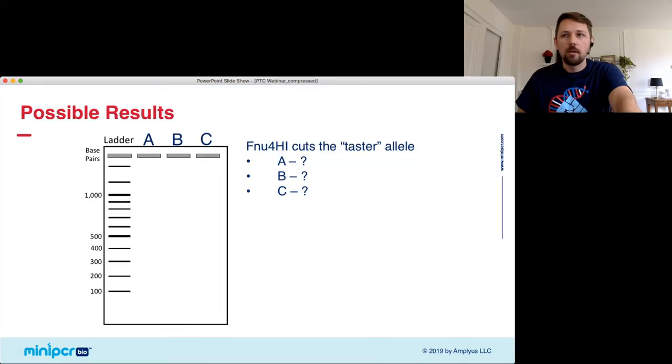Okay, so let's look at what possible results could be. So again, we're going to put our DNA.